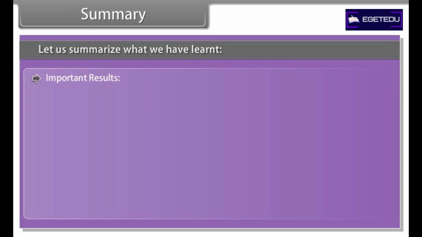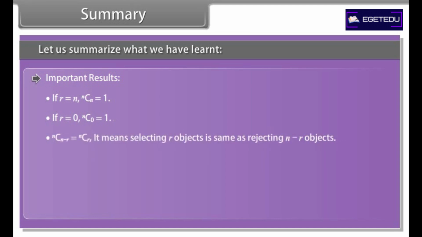Important results. If r is equal to n, nCn is equal to 1. If r is equal to 0, nC0 is equal to 1. nCn minus r is equal to nCr. It means selecting r objects is same as rejecting n minus r objects.